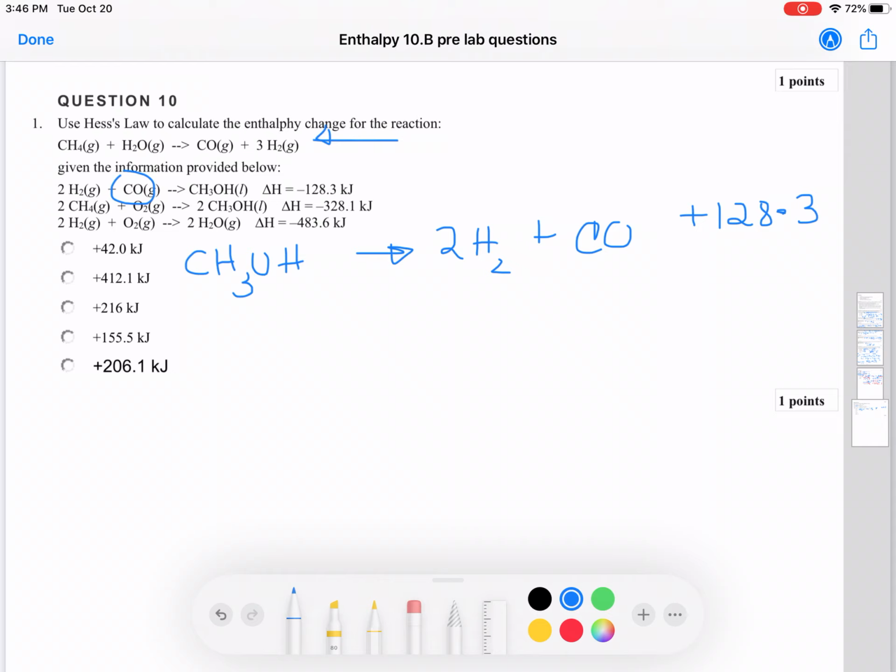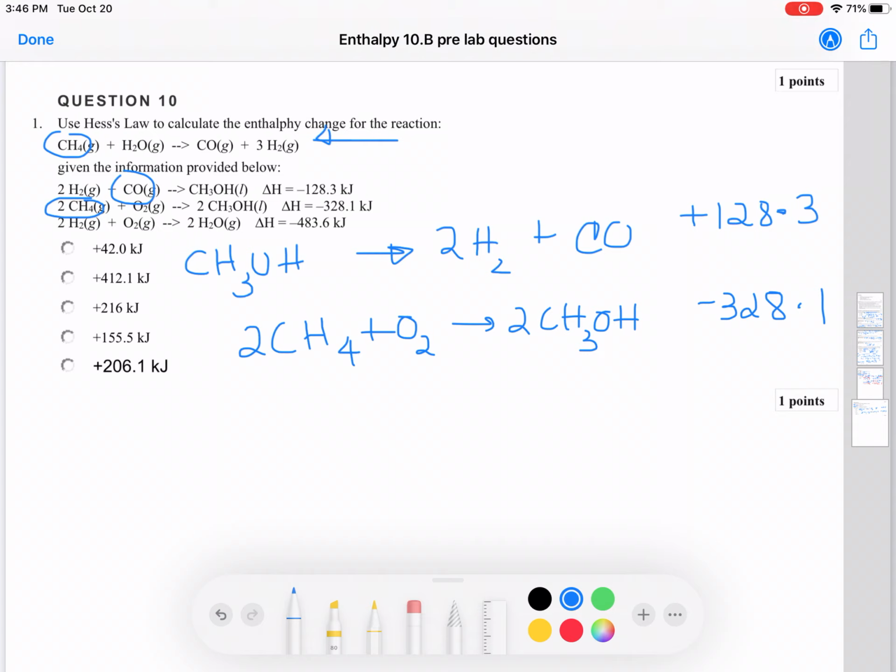Okay, and then the next equation, 2 methane molecules with 1 oxygen giving you 2 methanol. So in our target reaction, methane is a reactant. So here also it's a reactant. So we're going to keep it like that. Okay. So 2CH4 plus oxygen gives 2 methanol, negative 328.1. We didn't do anything to this equation, we just wrote it down.